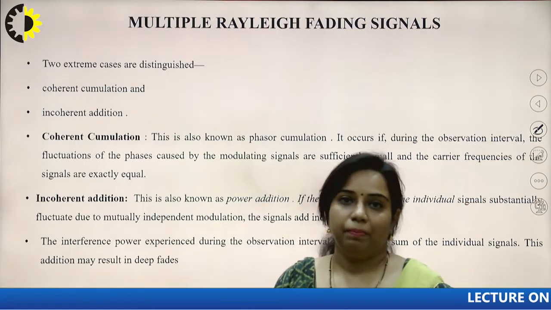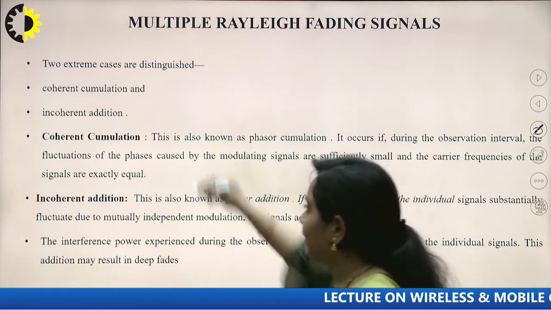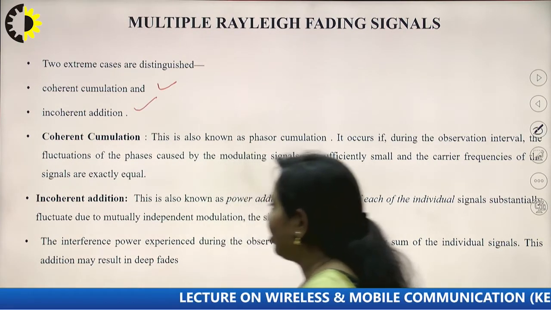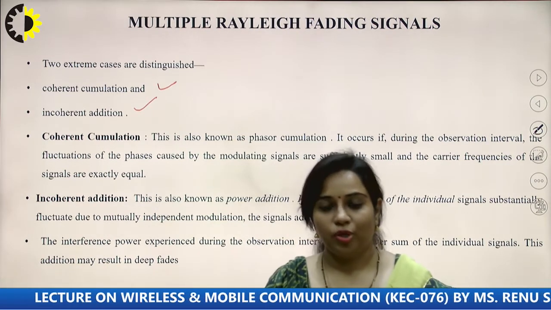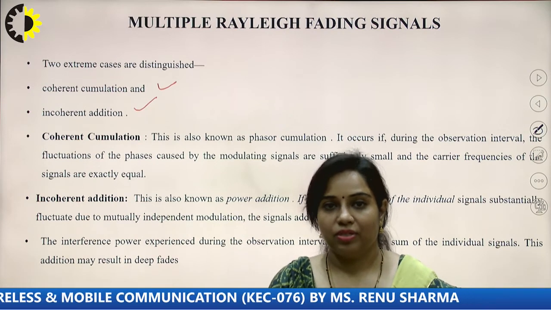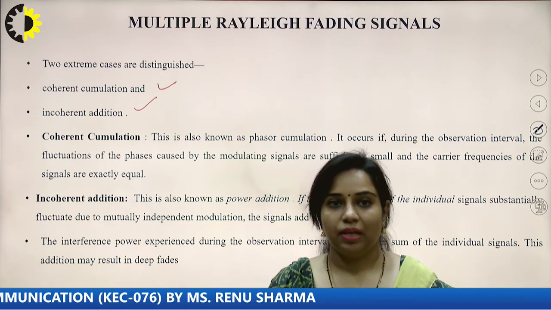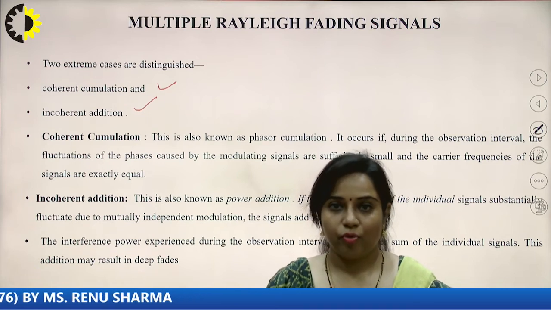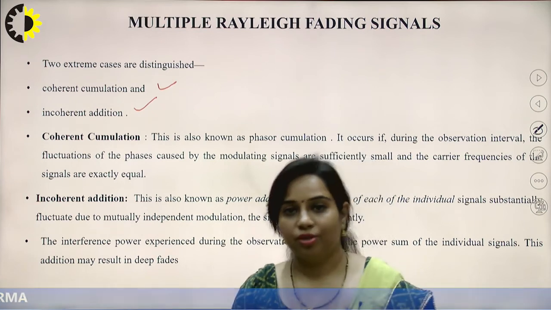Now next is multipath Rayleigh fading signals. Two extreme cases are distinguished: the first one is the coherent accumulation and the second one is the incoherent addition. So what is coherent and incoherent? Whenever we are talking about communication in case of modulation, a carrier signal has to be used at the transmitter side as well as the receiver side. When both the carrier signals have the same phase and frequency, then coherent and non-coherent is distinguished. In case of coherent, it should have the same phase and frequency. In case of non-coherent, it should have different phase and frequency.